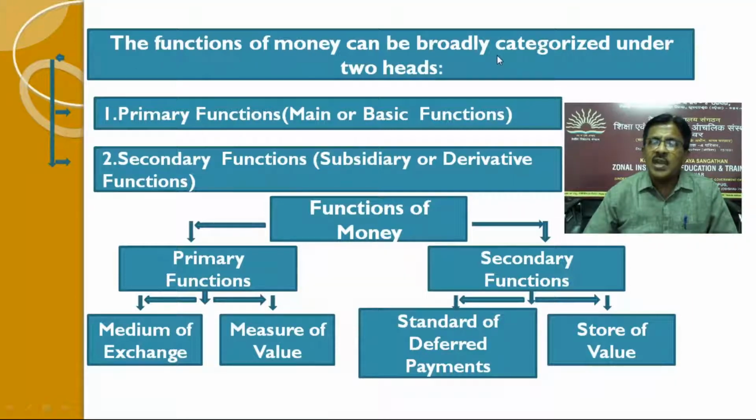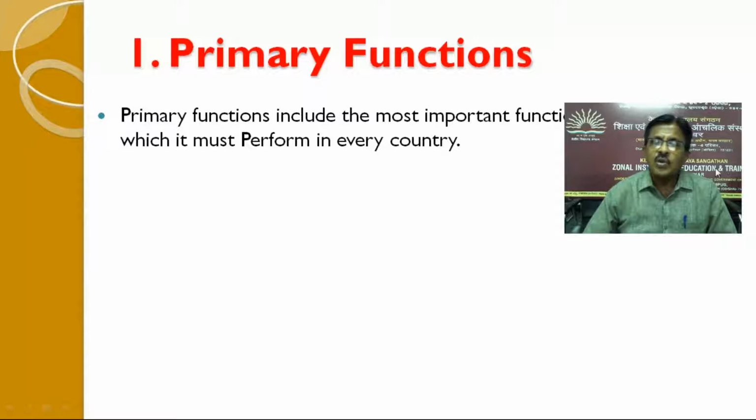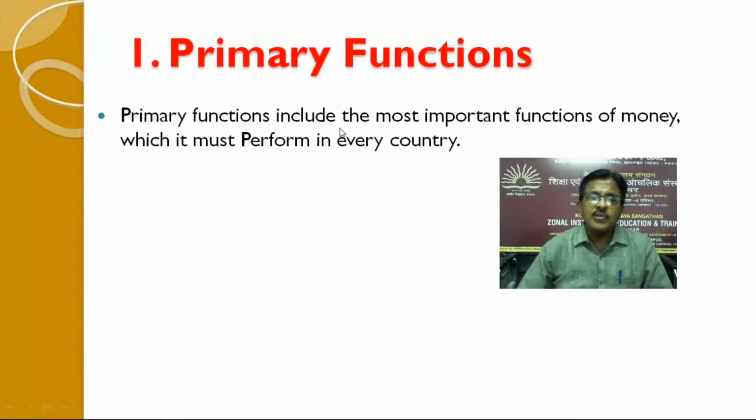money can be broadly categorized under two heads: primary functions, main or basic functions; secondary functions, that is subsidiary or derivative functions. Functions of money, as I just now told, primary functions and secondary functions. Primary functions include medium of exchange and measure of value. Secondary functions: standard of deferred payments and store of value. So primary functions include the most important functions of money, which it must perform in every country.